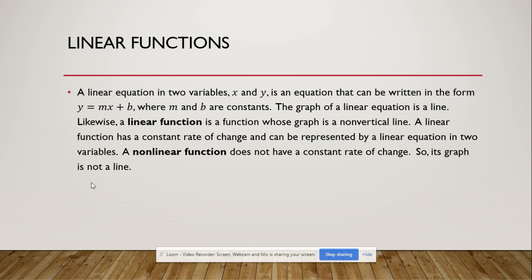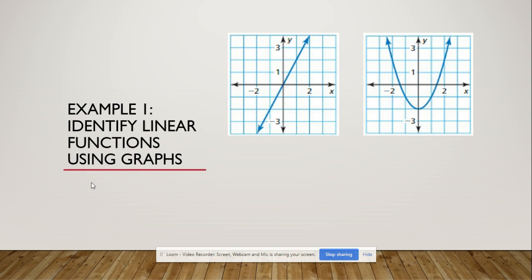If you imagine a line in your head, that line has a certain steepness. It might be very steep, meaning it's going upwards very quickly. It might be not as steep, so it's not rising as quickly. That steepness that the line has, that's the rate of change. All right, so we're going to identify if these are linear functions or not linear functions.